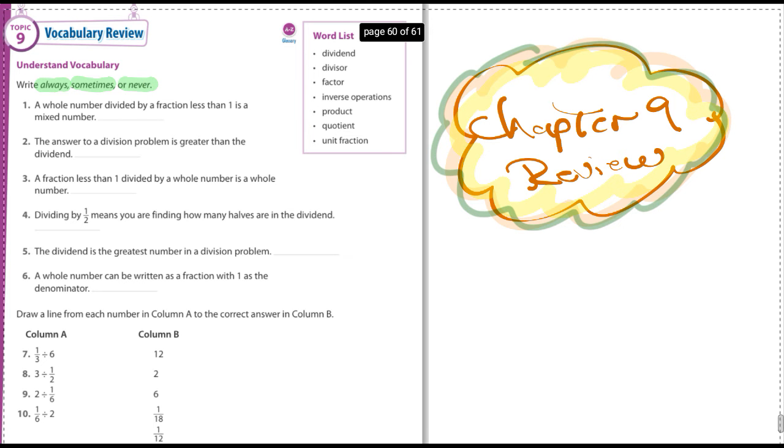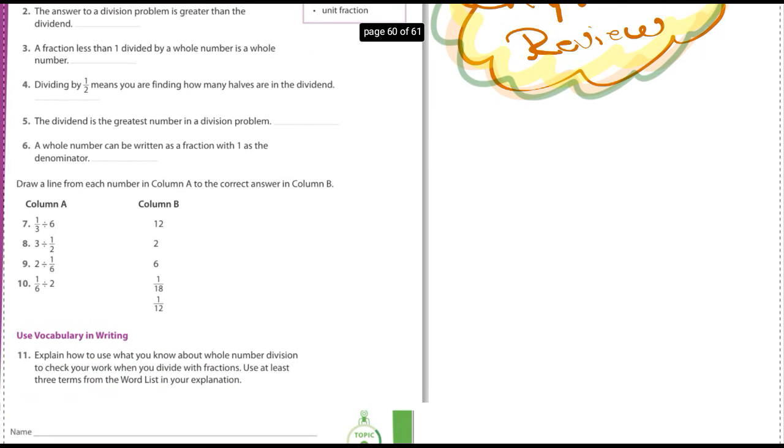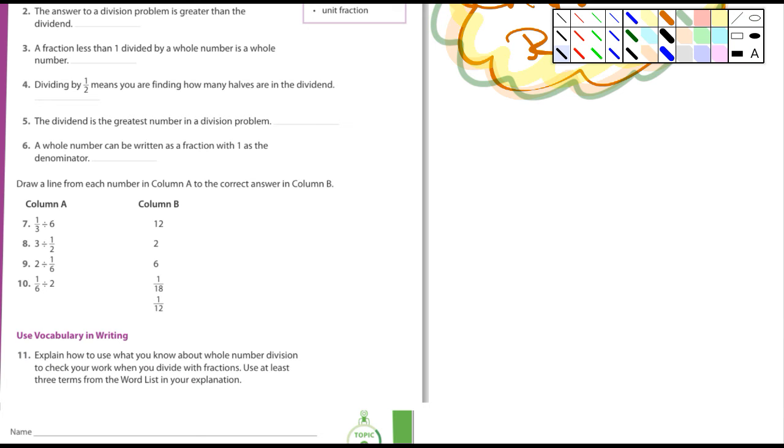Down a little bit further, looks like you're just simply drawing a line to what you think works. If you think 1/6 divided by 2 is 6, then you would just draw a line to whatever you think the proper answer would be in column B.